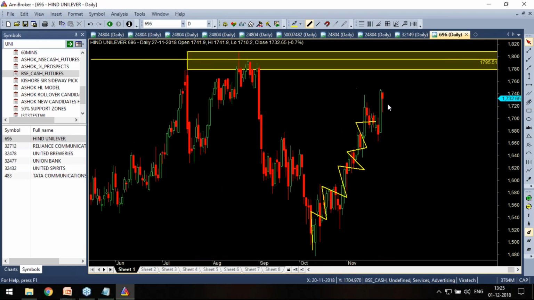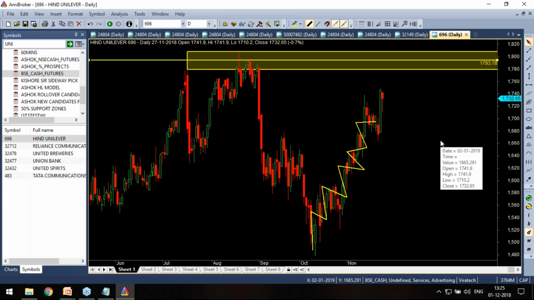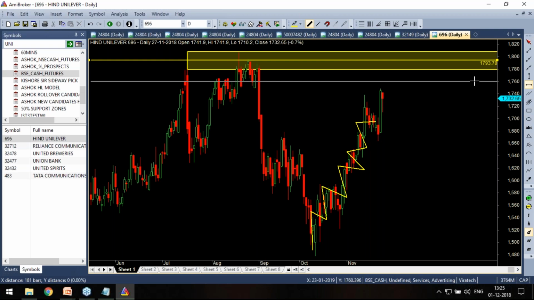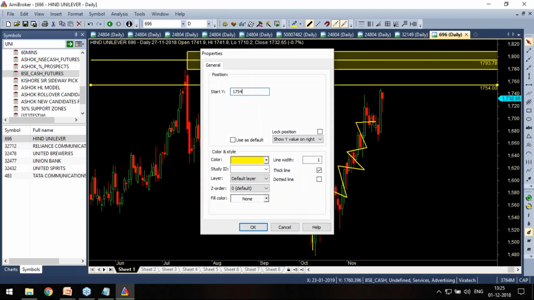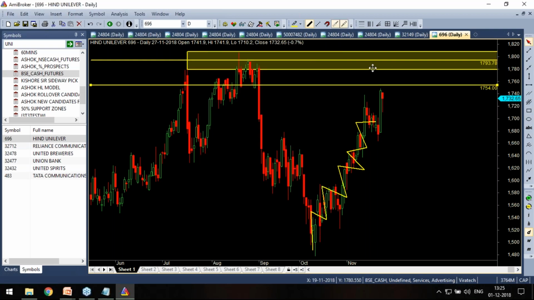Okay, so friends, I am sure this price will... this is a beautiful case to short. So the current price is 1754. Okay, so 1754 is here, 1754 price is there. Definitely price has to react from this zone because of two things.